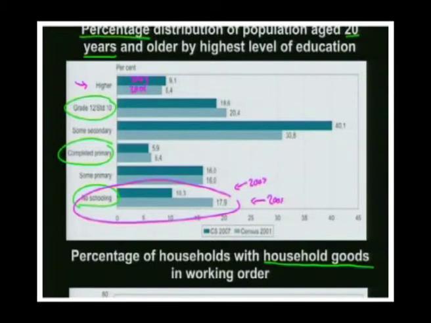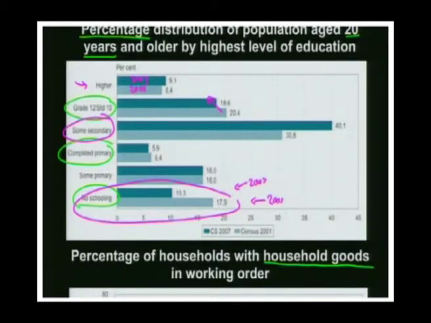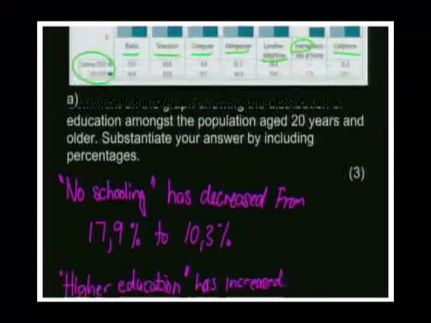From 2001 to 2007, the amount of people getting a grade 12, a matric, has decreased. Wow, this isn't necessarily a bad thing, because we could say, well, instead of people having a matric, they've now gone on to get a higher degree. That's why the amount of people getting matric has decreased. A very big increase is in our some secondary. As you can see, from 2001 to 2007, we've had a massive increase of almost 10%, from 30.8 to 40.1%. Let's write that down.